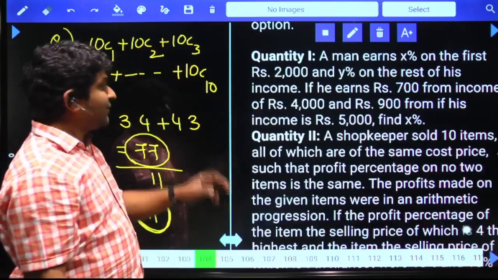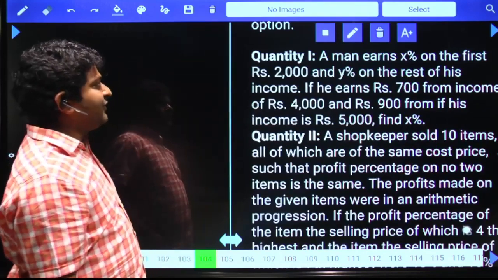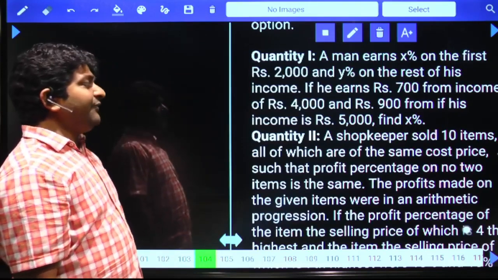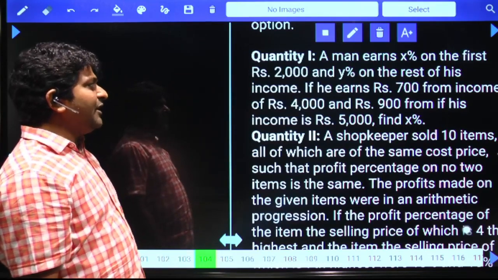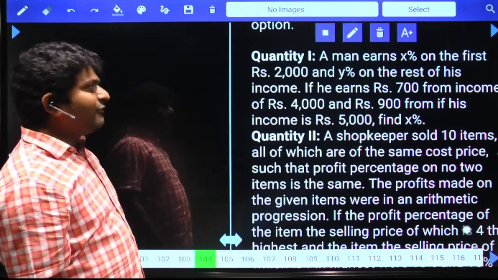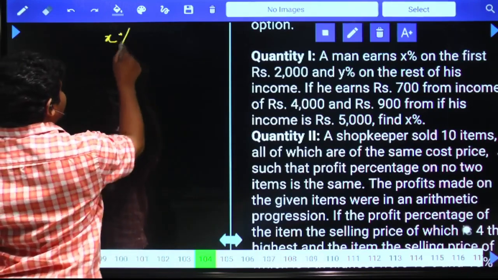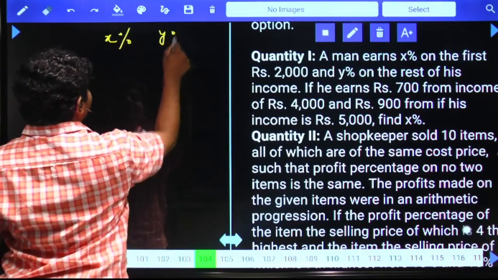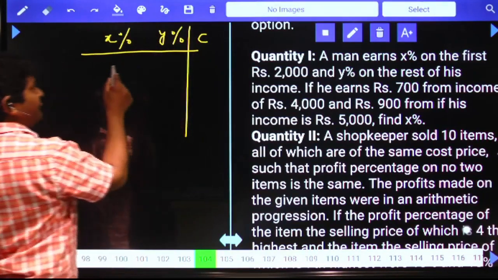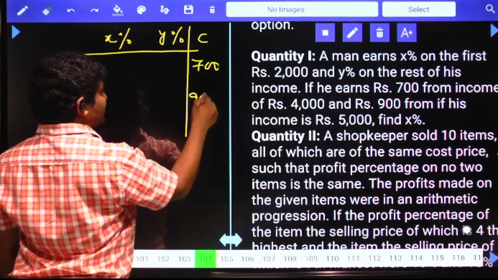That's it. Next. A man earns X percentage on the first 2,000 rupees and Y percentage on the rest of his income. If he earns 700 rupees from an income of 4,000 and 900 from an income of 5,000, find X percentage. Now, here you get two different percentages, one X percentage and the second Y percentage. There are two different cases, and then you also have commission. In the first case your commission is 700, in the second case your commission is 900.